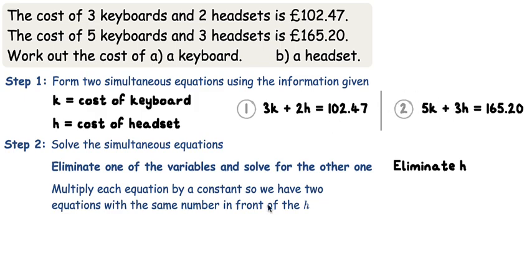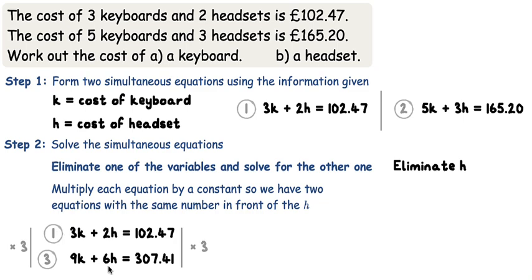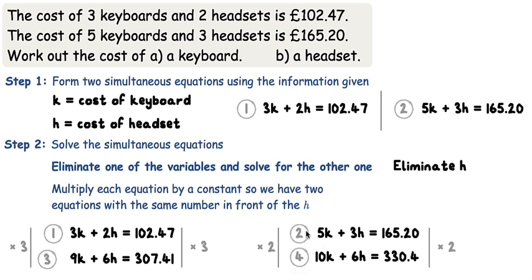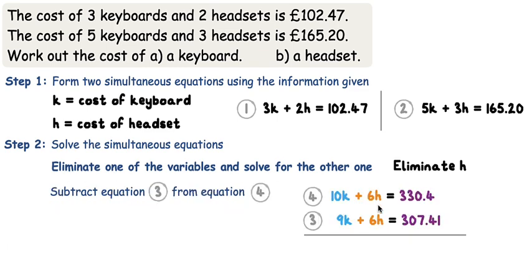in each equation. For equation 1, we can do this by multiplying by 3 to get this equation, which I've called 3. And then for equation 2, we need to multiply by 2, and this gives us an equation I've called 4. Now we can eliminate H by subtracting equation 3 from equation 4.